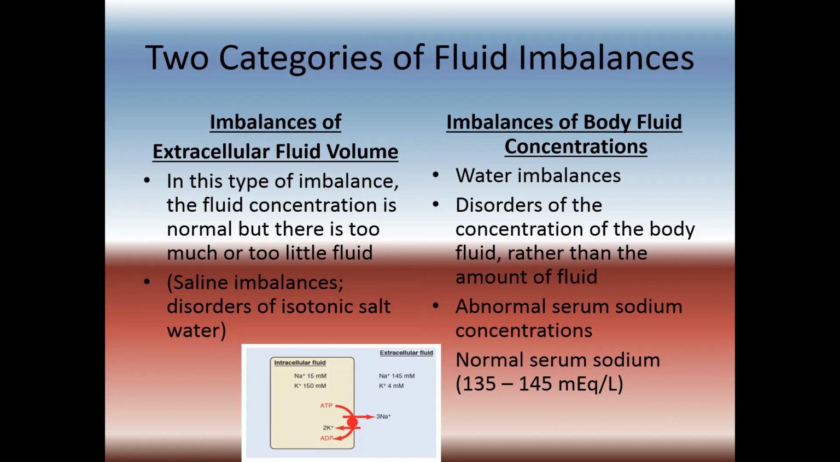Now in this extracellular fluid, if we have a serum sodium level that's abnormal, then we have an imbalance of body fluid concentrations. But if we have less body fluid, but this extracellular fluid concentration is between 135 and 145, then we have an extracellular fluid volume imbalance. So in this type of imbalance, the fluid concentration is normal, but there's too little or too much fluid.